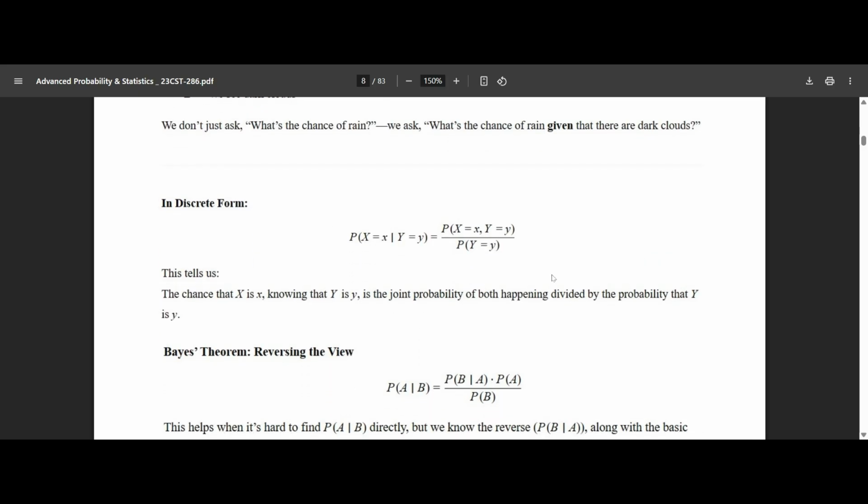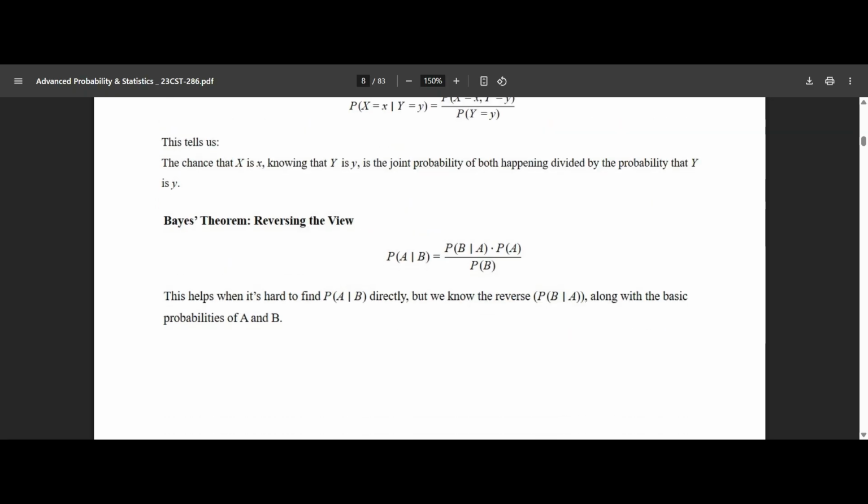In discrete form, we have this formula, that is P of X equal to x, Y equal to y, the joint PDF of them both, divided by the probability of just Y. So this tells us that the chance of X is x, knowing that Y is y, is the joint probability of both happening divided by the probability that Y is small y.